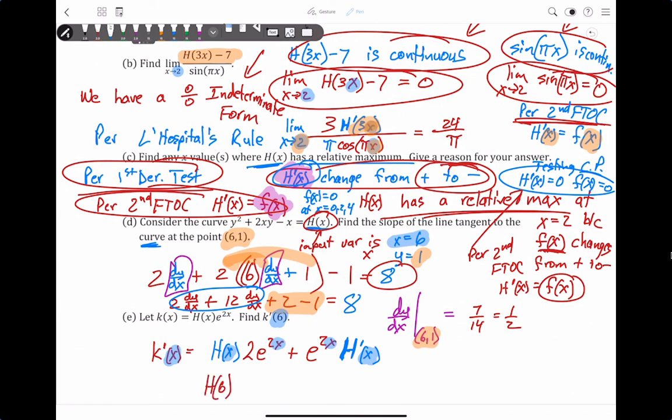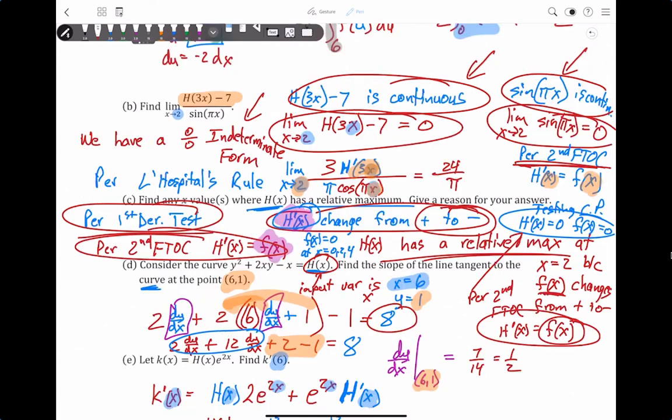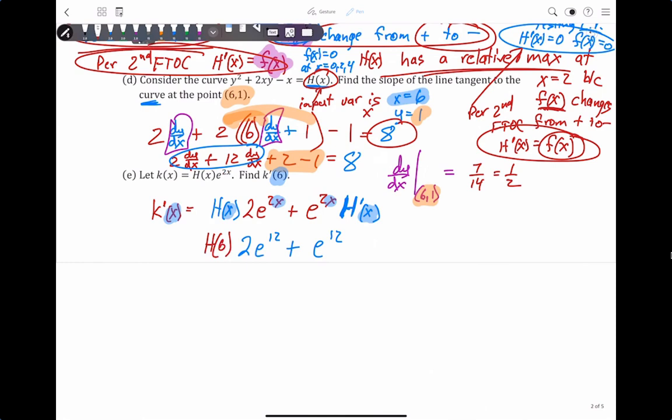So we have h of 6 times 2e to the 12th plus e to the 12th, and then now we have h prime at 6. Remember, h prime at 6 was the same as f of 6, like we did in the past problem, which meant that was the 8 here. So I'm going to go ahead and put 8 here. Now let's find h of 6, because we got to make sure that we are not treating these as the same. One is h and one is h prime.